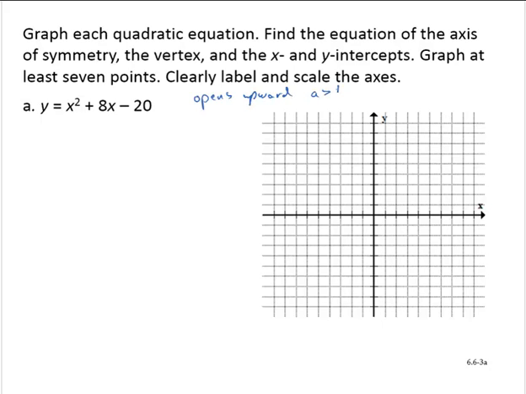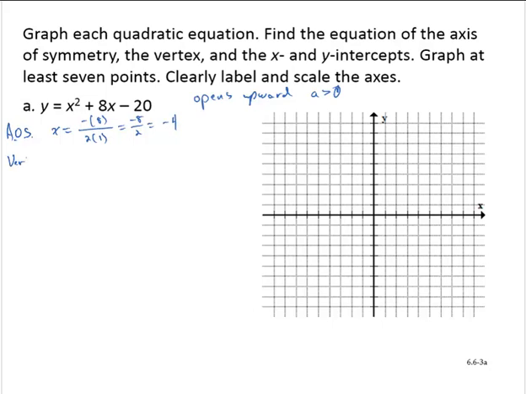because a is positive. Alright, let's find the axis of symmetry. x would be equal to negative, the b value is 8, over 2 times the a value, which is 1. That's negative 8 over 2, which is negative 4.